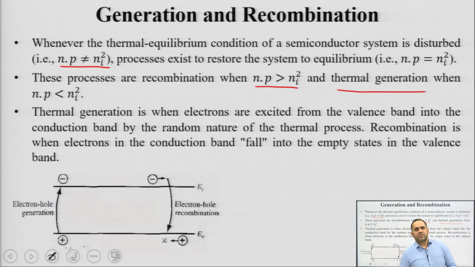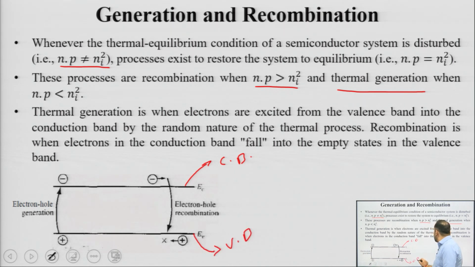Thermal generation. Now let us try to define this process of generation and recombination from the point of view of an energy band diagram. Suppose this line is representing the conduction band. Above this you have the conduction band and below this you have the valence band, separated by the so called forbidden energy gap. Initially you will have a lot of holes in the valence band and very few electrons in the conduction band.